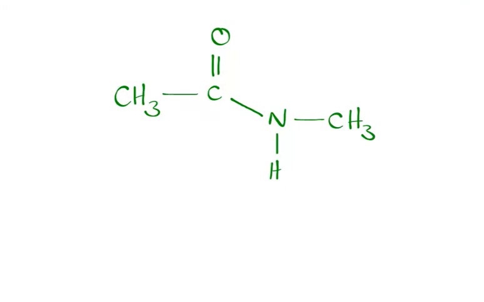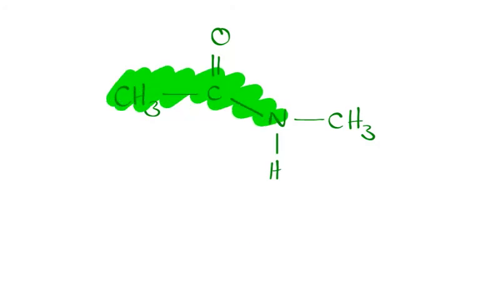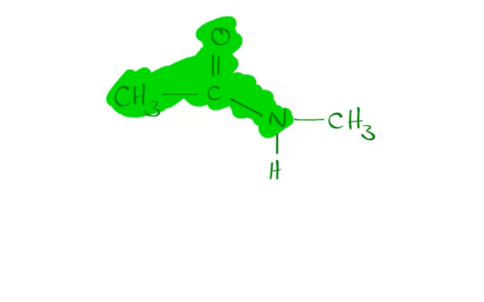To name this particular example, very simple example, then the first thing, let's look at the amide itself. So there are two carbons in the amide, so this is ethanamide, and if there was just a hydrogen attached to the nitrogen rather than the methyl group, then that would be the name, ethanamide.